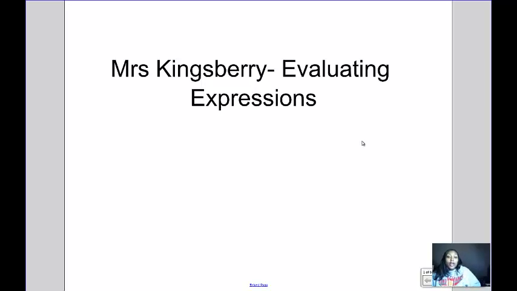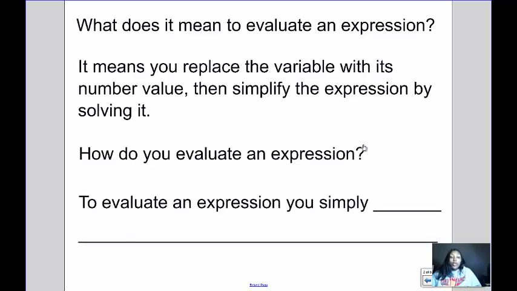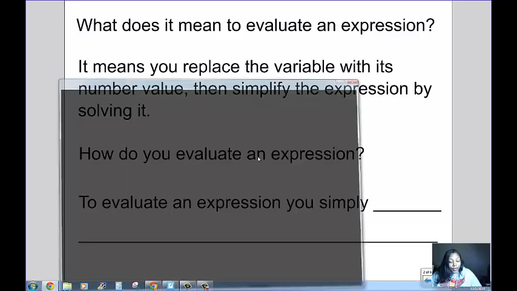So today's video is about evaluating expressions. So what does it mean to evaluate an expression? It means you replace the variable with its number value, then simplify the expression by solving it, making sure you're following the order of operations. So how do you evaluate an expression? I'm so glad you asked that.